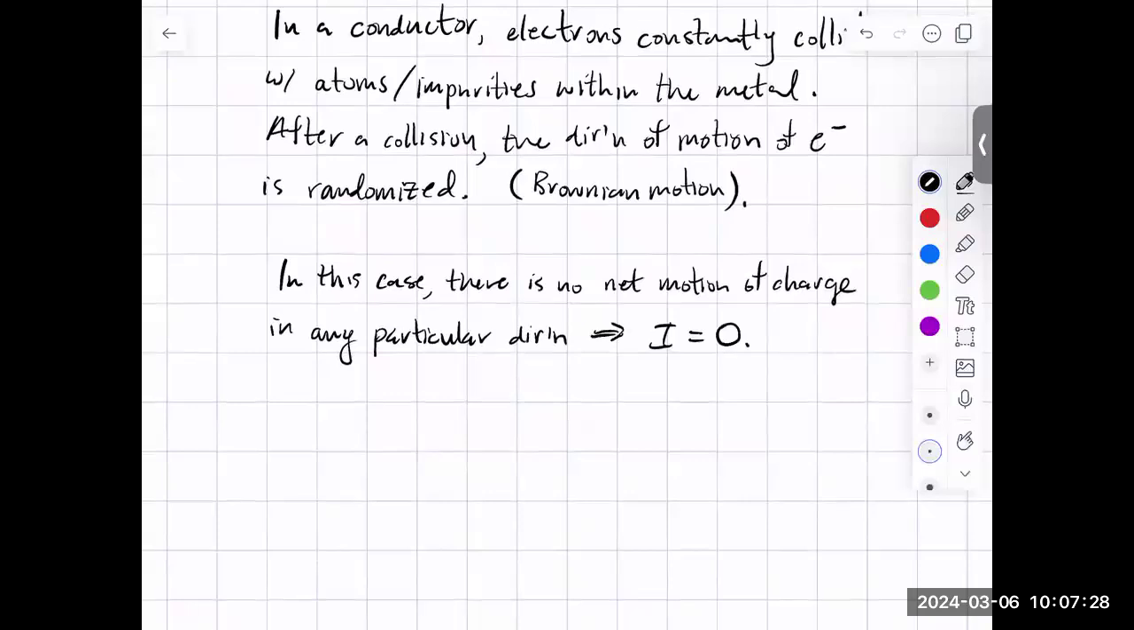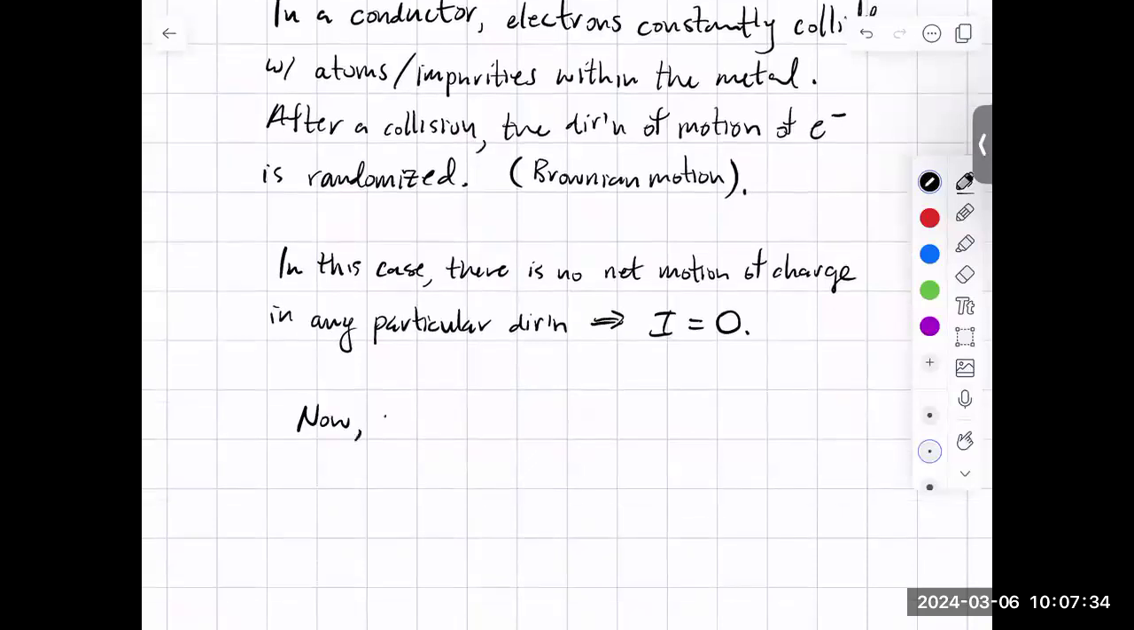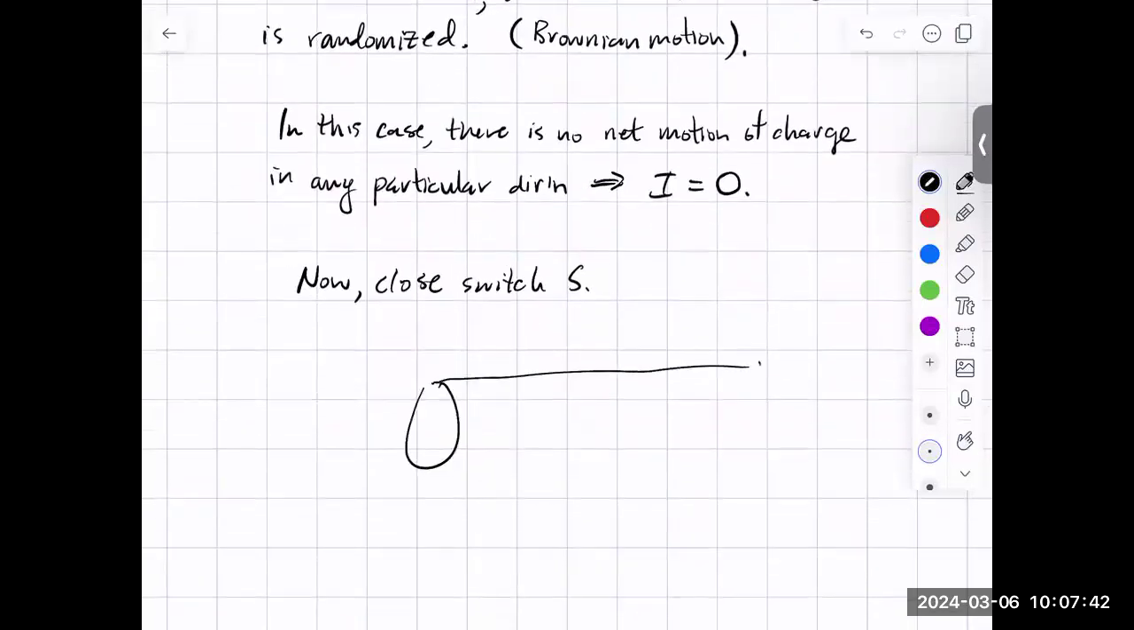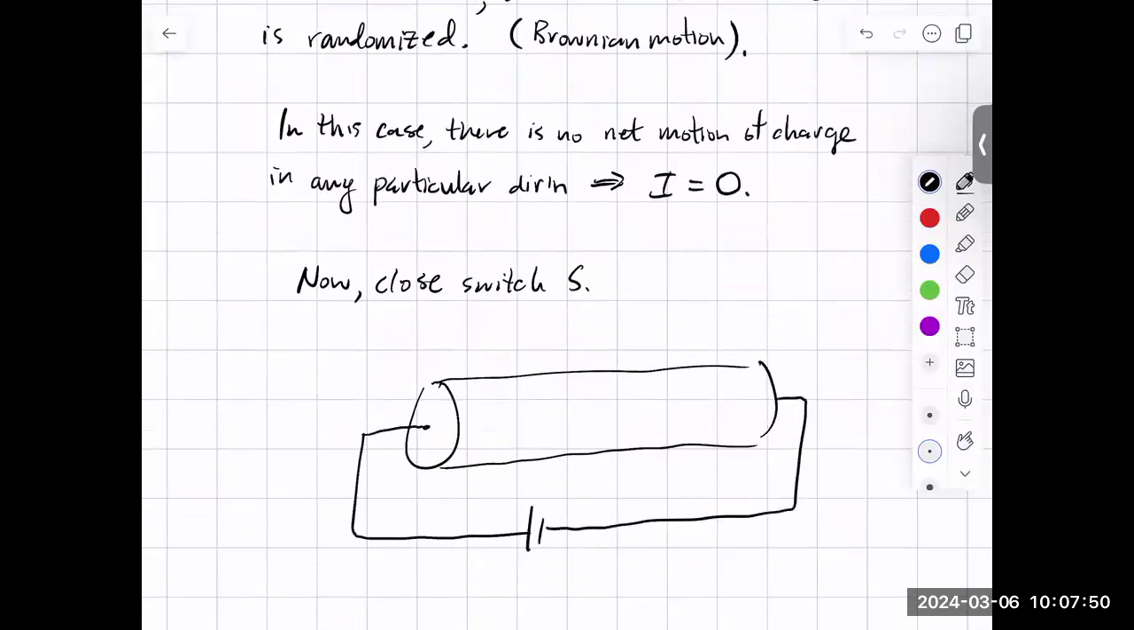Okay, so now what we're going to do is close the switch. So now we close the switch S. And so if I was to redraw that, we have our wire. We're going to connect it to our battery. Now our switch is closed, so I'll just draw it as a continuous wire, like so.